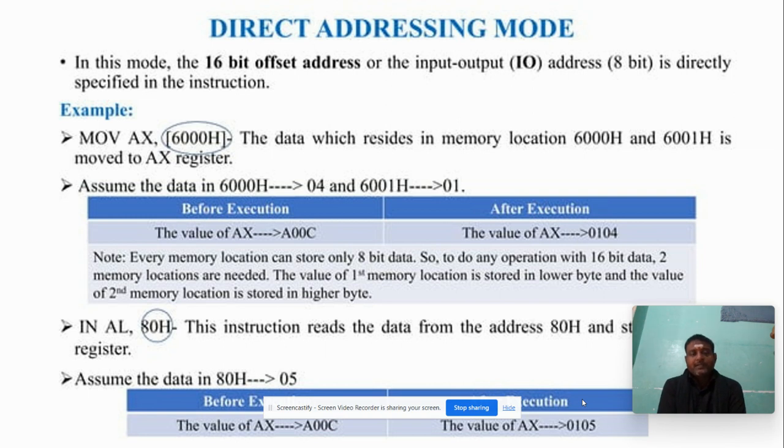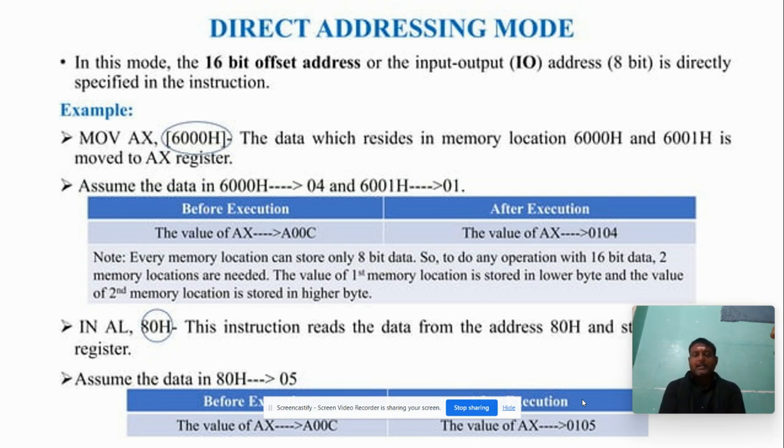Let us assume the value at 6000 is 04 and at 6001 is 01. Before the execution, AX has the value A00C. After execution of this instruction, the higher order byte of AX is the data from location 6001 and the lower order byte is from location 6000H. Therefore, AX equals 0104H.